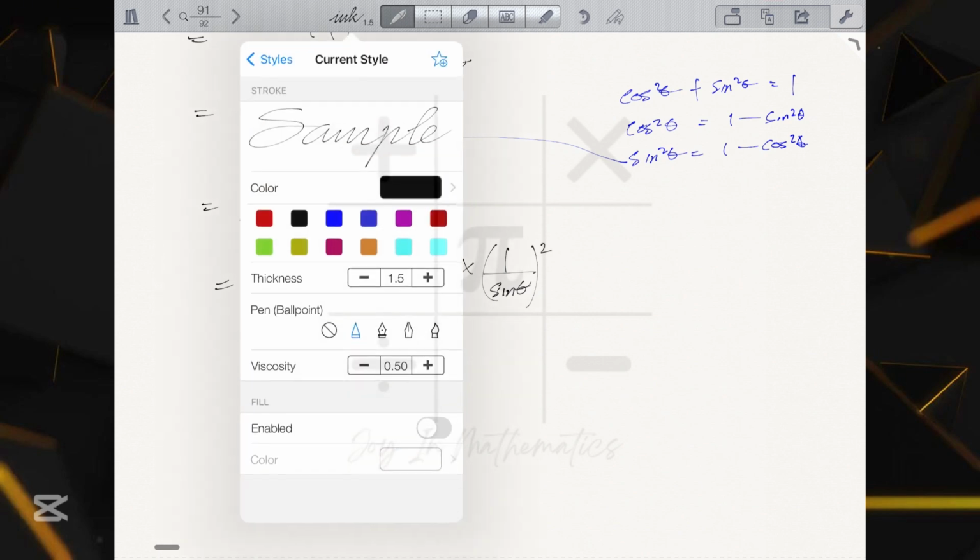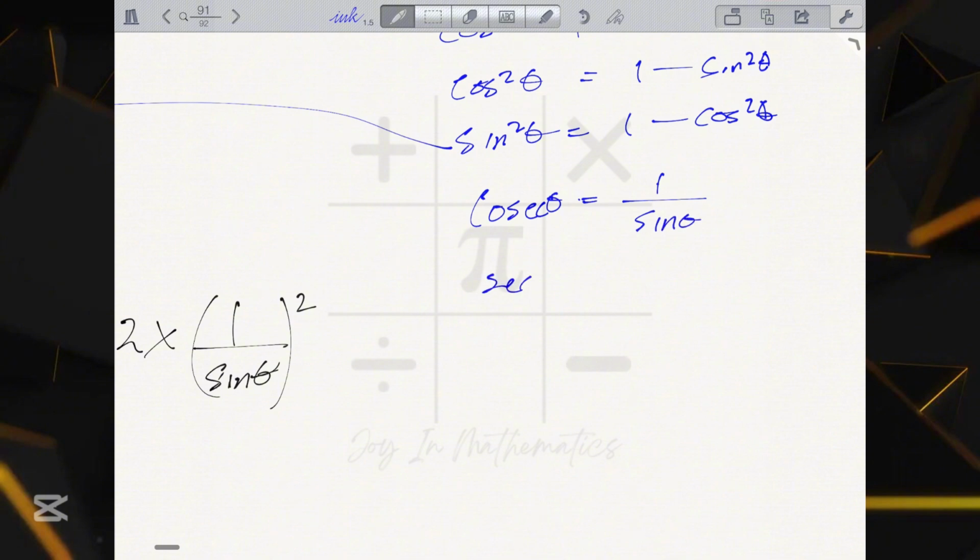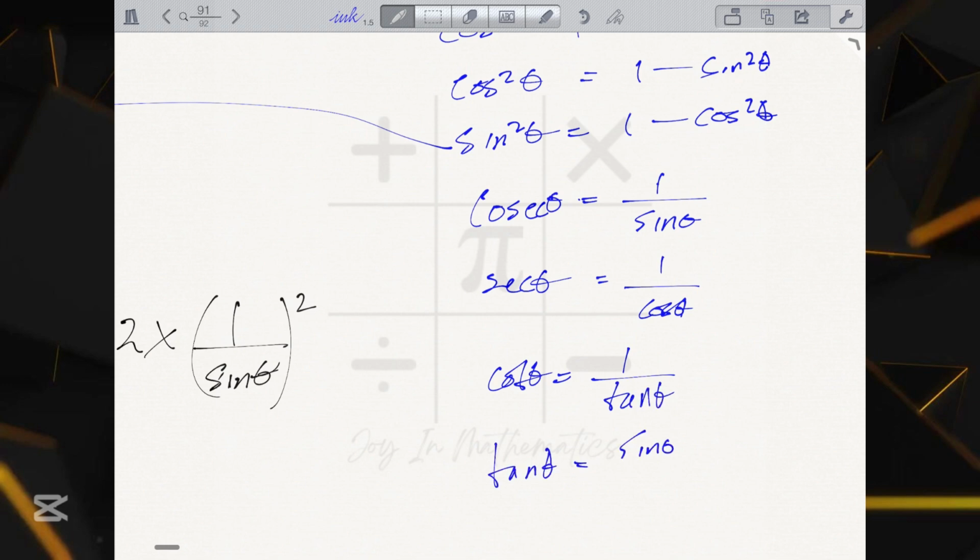Also, we recall vividly the reciprocal trigonometric expressions that cosec theta is equal to 1 over sine theta, sec theta is equal to 1 over cos theta. Likewise, we have that cot theta is equal to 1 over tan theta, and if tan theta gives us sine theta divided by cos theta, then cot theta, which is 1 over tan theta, will be the same thing as writing cos theta divided by sine theta.